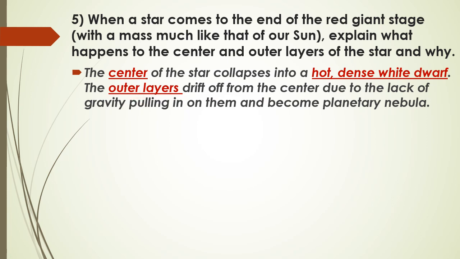But the outer layers are not being pulled on very hard anymore, so the outer layers actually come outward, and it's called a planetary nebula on the outside. So the inside is a white dwarf, and the outside becomes a planetary nebula.